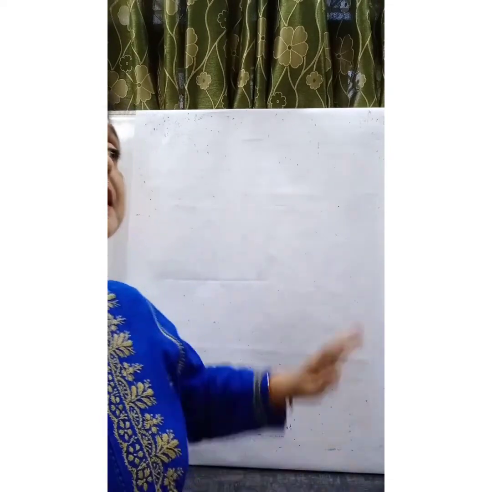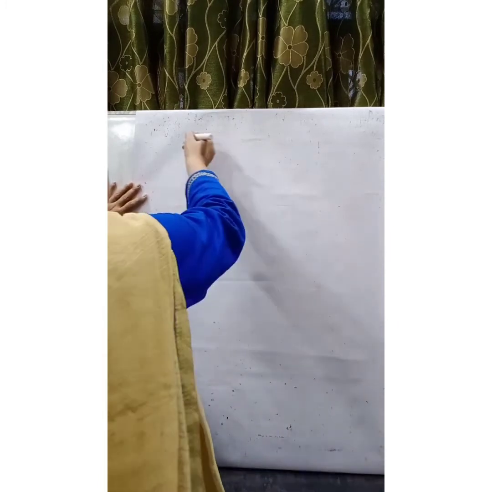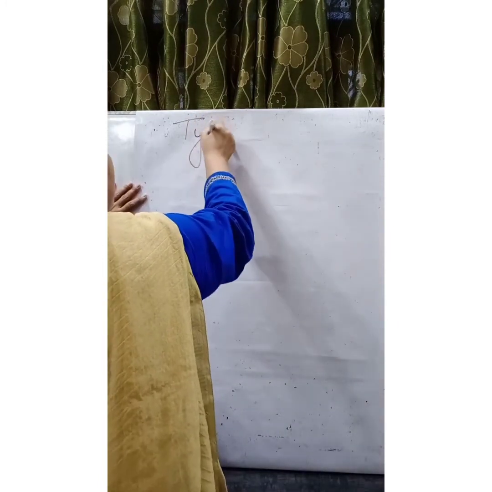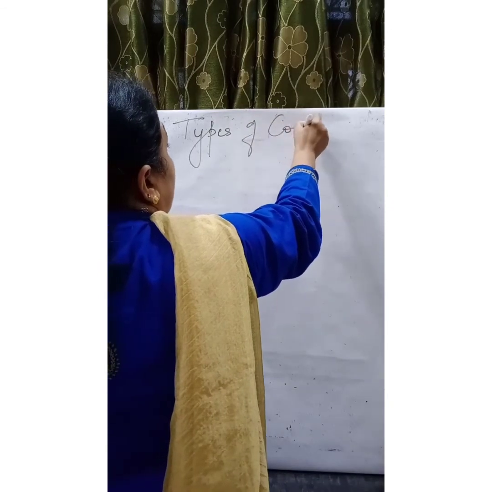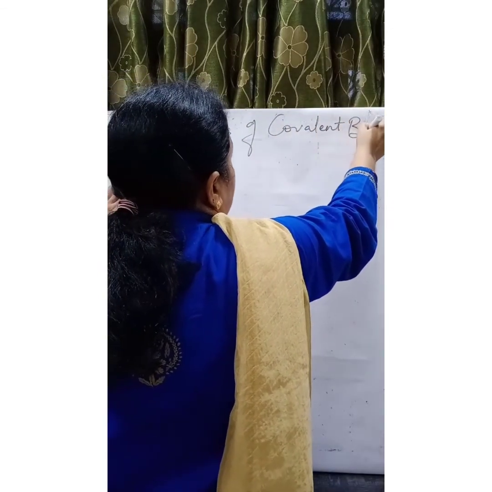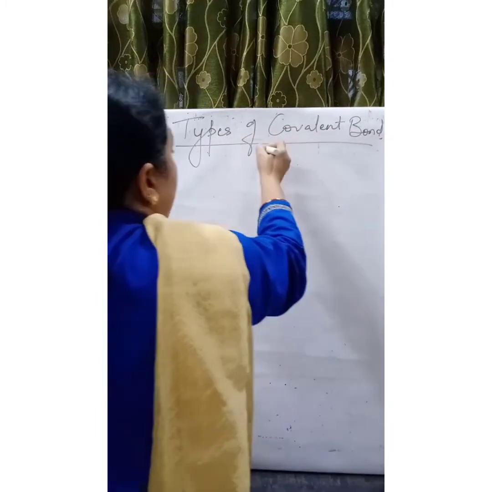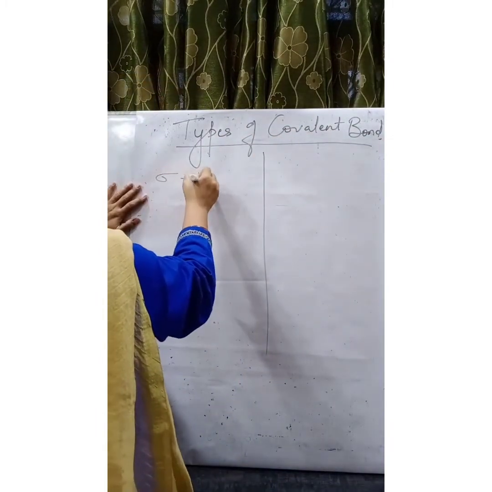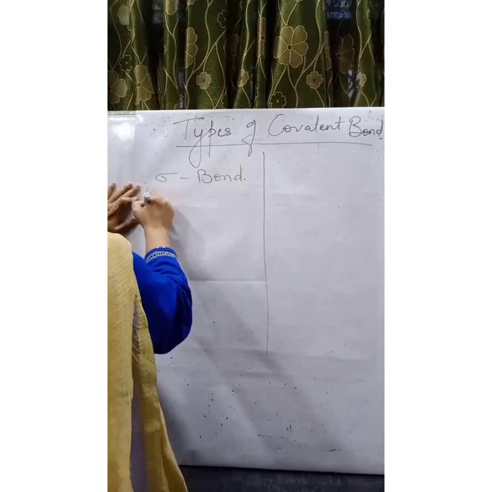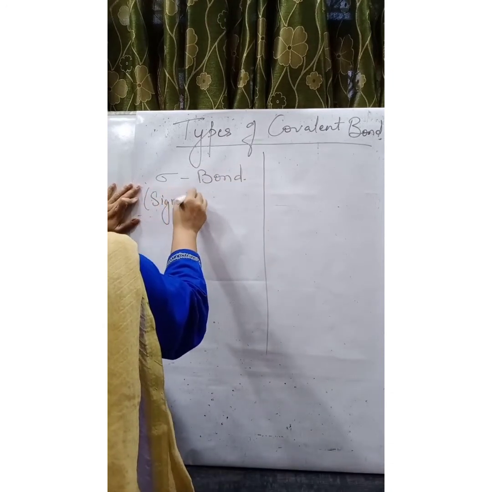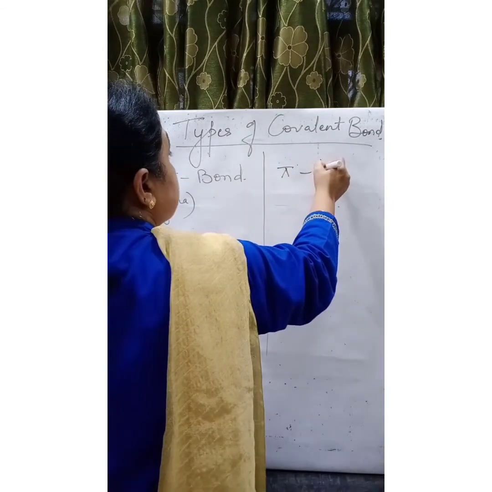Now this overlap can take place in two ways. It can take place along the internuclear axis, or it can take place in such a way that it is above the plane and below the plane. So in such a situation, there are two types of covalent bonds formed. Types of covalent bonds. One bond is known as the sigma bond, which is denoted by this symbol, and another one is known as the pi bond.